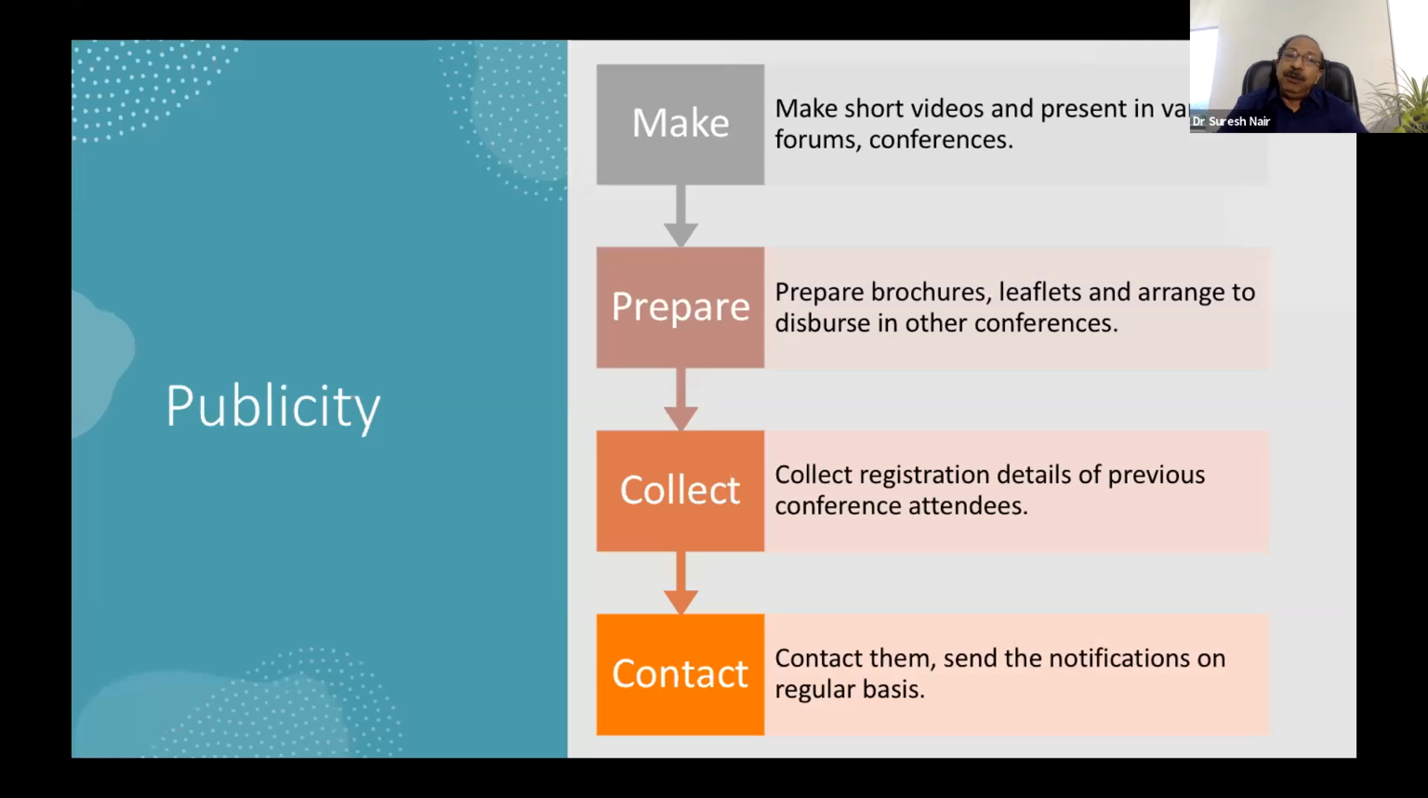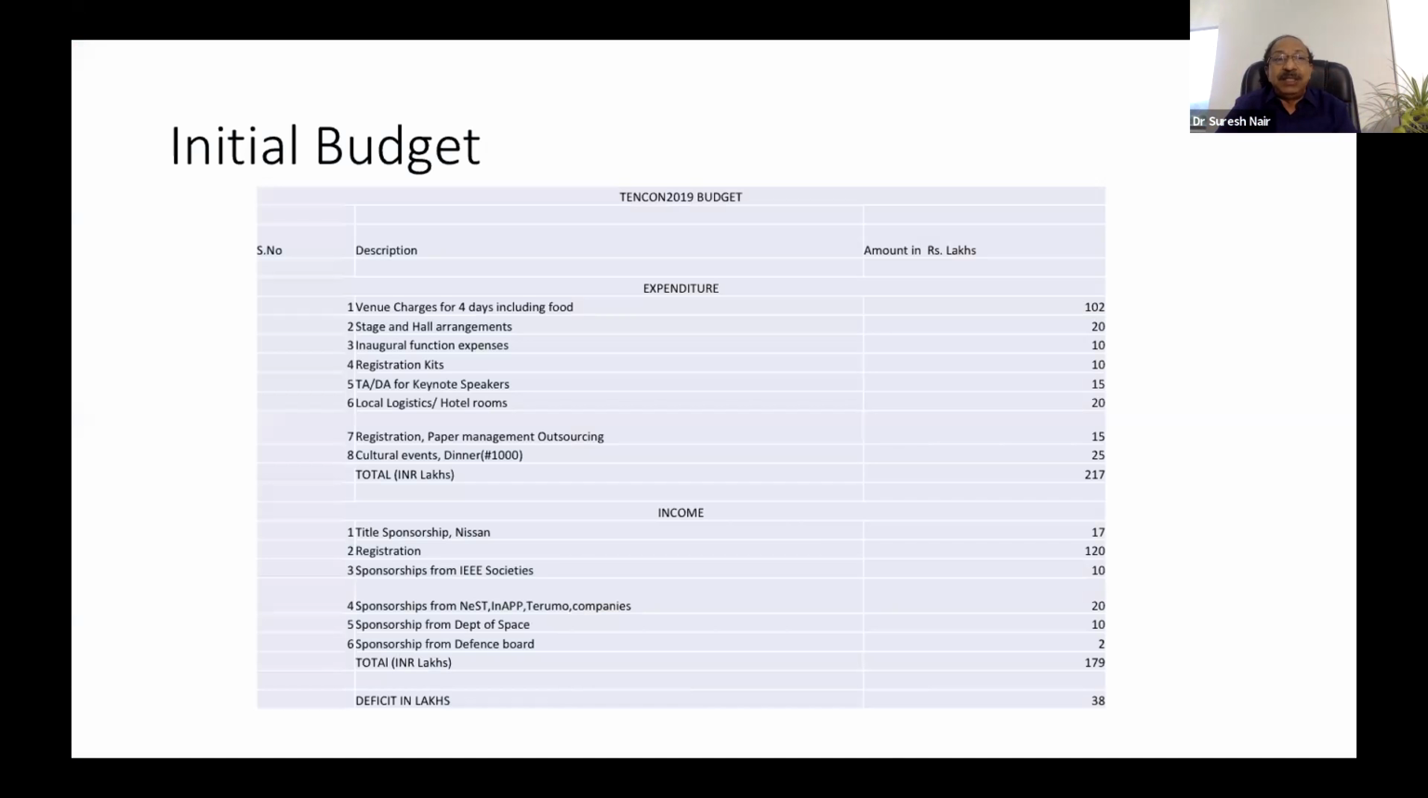Publicity is very important. You have to make short videos and present them in various forums and conferences. Most conferences will allow that. Prepare brochures and leaflets, and arrange to distribute them at other conferences. Collect registration details of previous conference attendees, contact them, send notifications on a regular basis, and also prepare an initial budget.